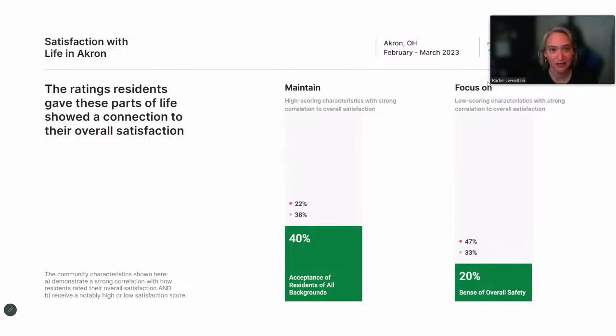And I'm going to dive a little bit into some other characteristics, looking at this by demographics and geography. The focus area is the overall safety. And I want to emphasize that safety is an issue across the country right now, but this is a notably low score relative to what we've also been seeing.